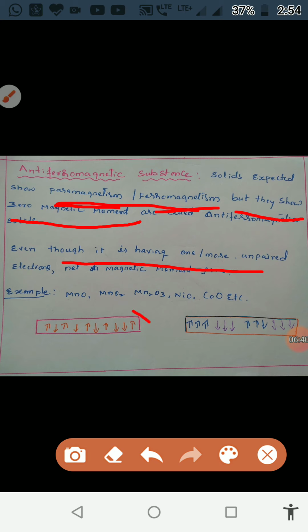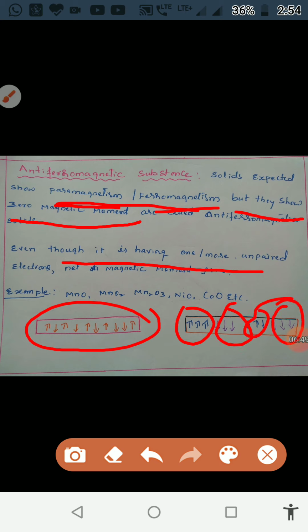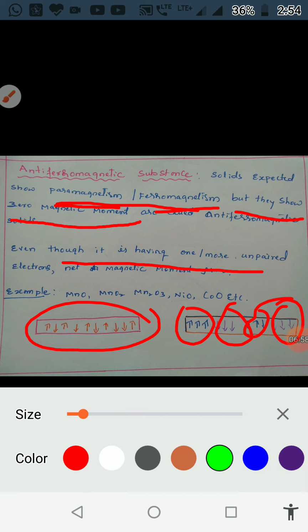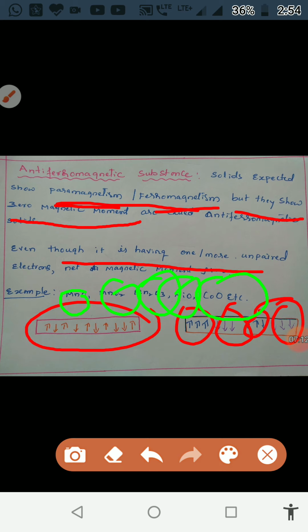That is because here equal number of domains are oriented in different directions. Therefore, they show antiferromagnetism. The examples for antiferromagnetism are MnO, MnO2, Mn2O3, NiO, CoO. These are all examples for antiferromagnetic substances.